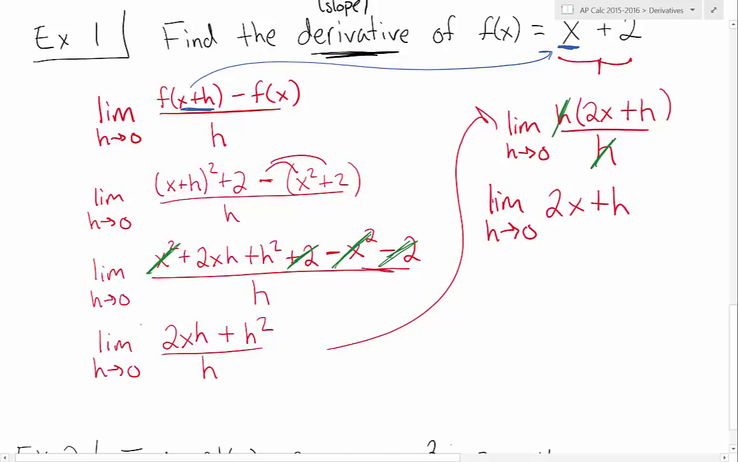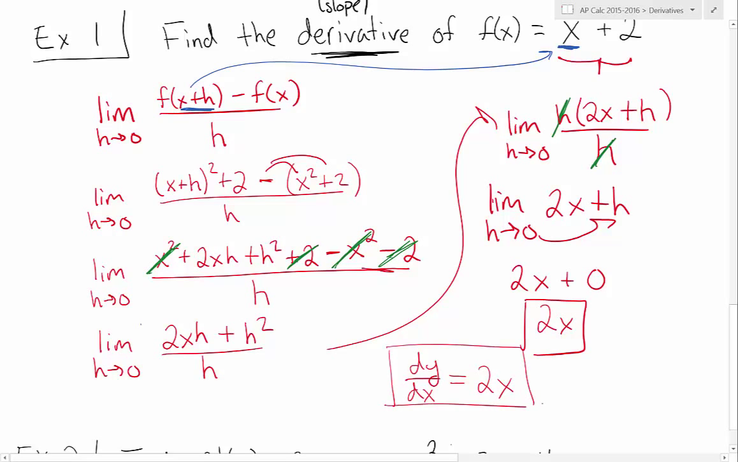And now here we can actually go ahead and plug in that 0 for h without having a 0 over 0 case. So that gives us 2x plus 0, or just 2x. And so that's the answer for our derivative. So we say that dy dx, which is our symbol for the derivative, is equal to 2x.